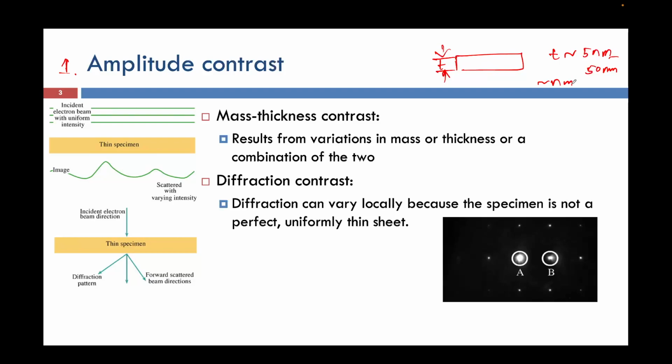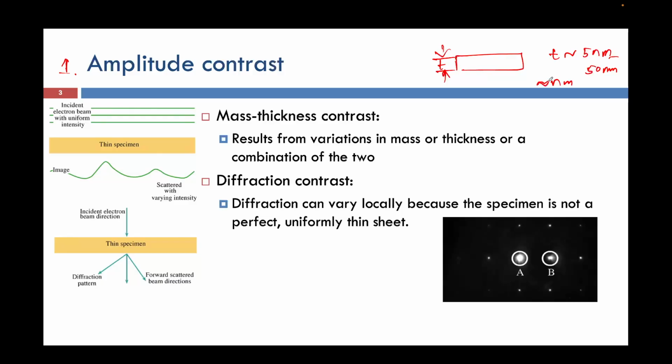Why will there be variation in the order of nanometers? Because your electron wave will interact with more atoms, with more planes where atoms will subsequently be placed. Due to those interactions, diffraction can take place in those planes where the atoms are situated.